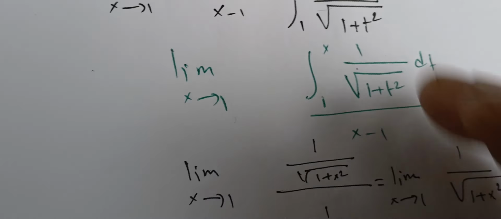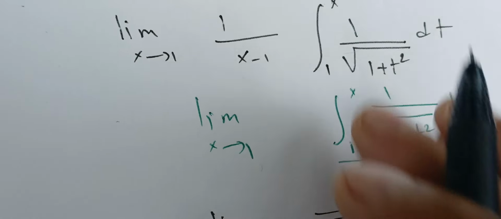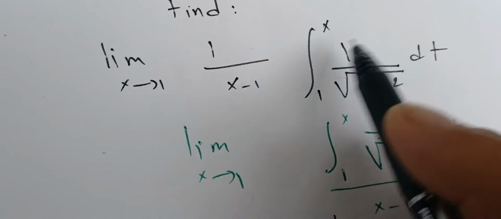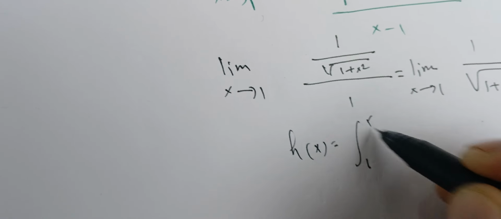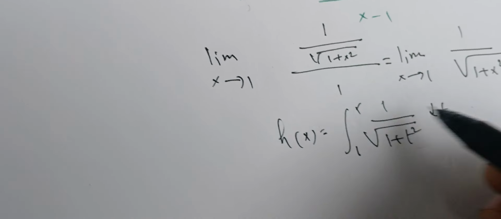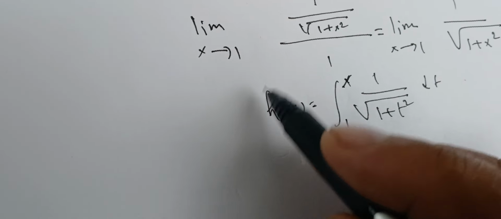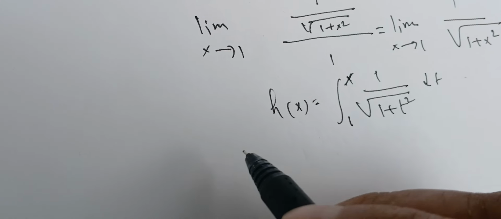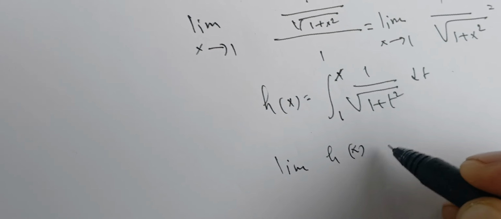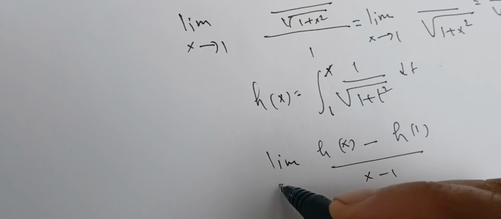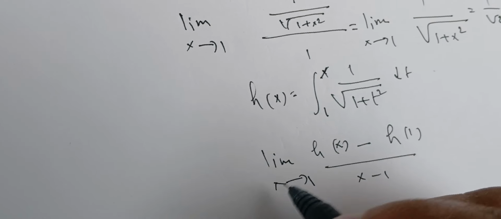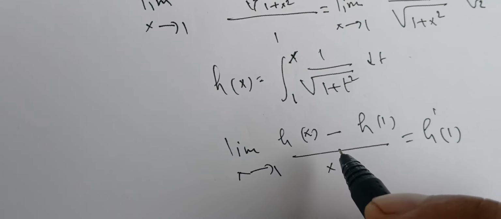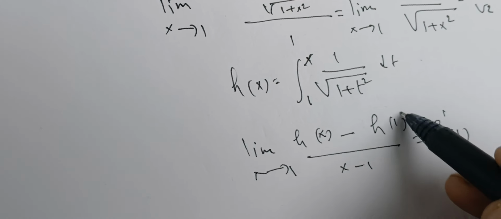Another thing that we can do is note that if we call this integral h of x, h of x is the integral between 1 and x of 1 over the square root of 1 plus t squared dt. Therefore the derivative at 1 of h can be written as the limit of h of x minus h of 1 over x minus 1 as x goes to 1. And this is just h prime at 1. Here we know that h of 1 is 0, and this is the fundamental theorem of calculus applied in a hidden way.